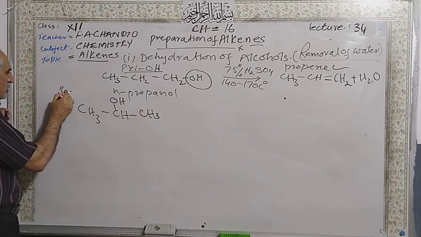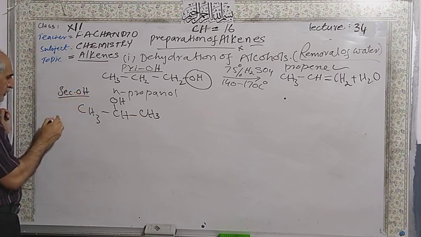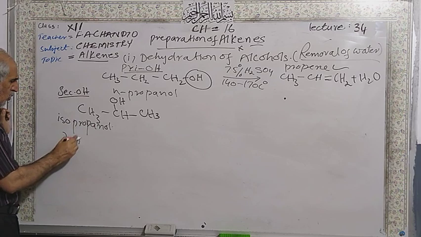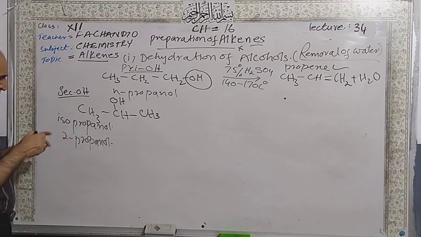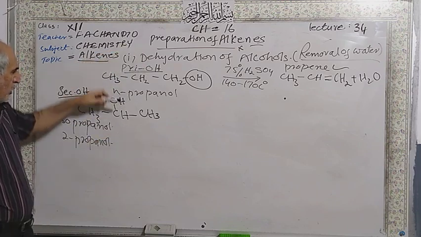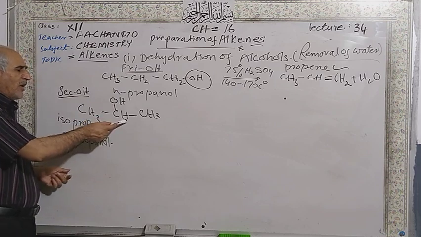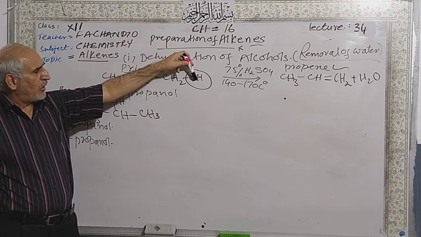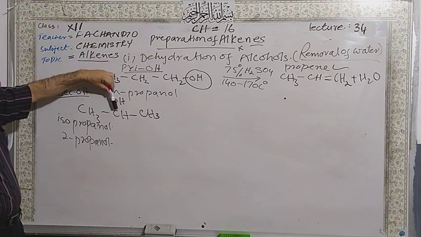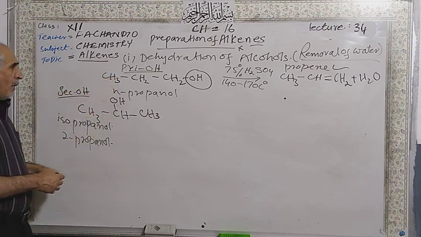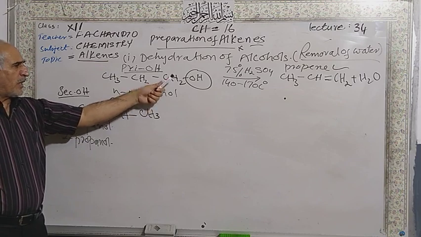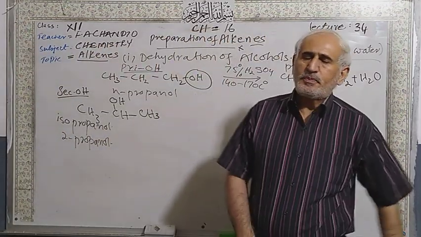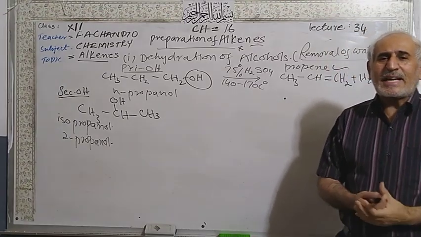Okay. If you have a secondary alcohol, CH3, CH, OH, CH3, this is the secondary alcohol, we call isopropanol, 2-propanol. Now see the difference between n-propanol and isopropanol. The hydroxyl group is in the middle. Here, two hydrogens are attached to the carbon bearing the functional group, but in isopropanol the functional group is attached to a carbon with one hydrogen. In the primary case the carbon is attached to only one carbon, but here this carbon is directly attached to two carbon atoms. This is a secondary carbon.